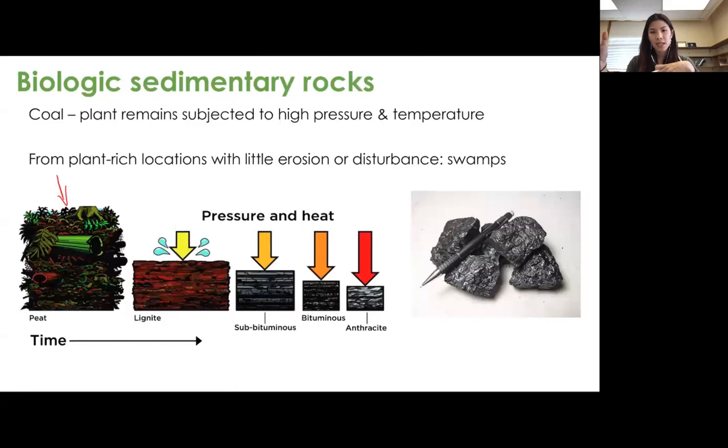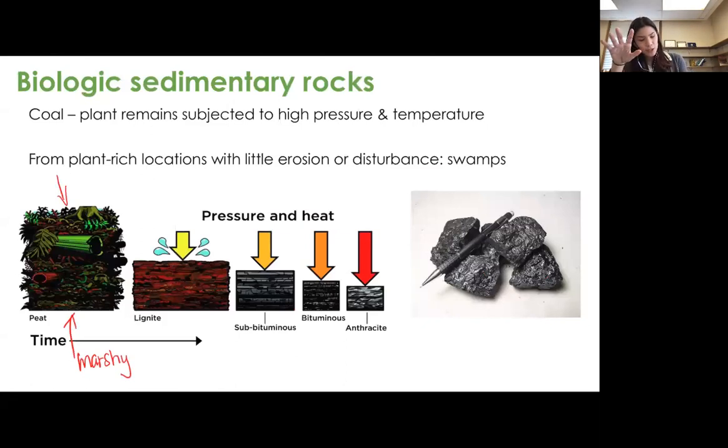As that pressure and heat increases, we get more and more valuable forms of coal. So we start out with something called peat, which is usually in a marshy environment. So we need these original environments to contain a lot of organic matter, like a marsh. And we also need them to not be eroded away. So it needs to be a fairly quiet environment.